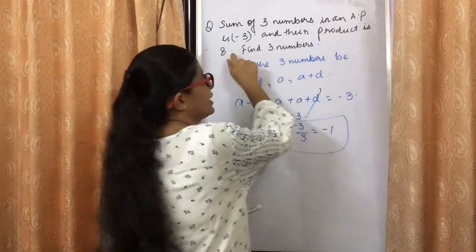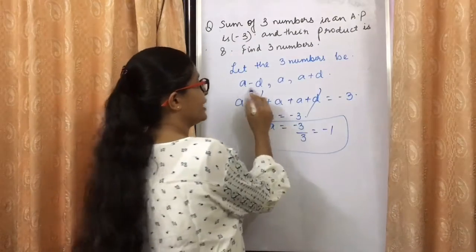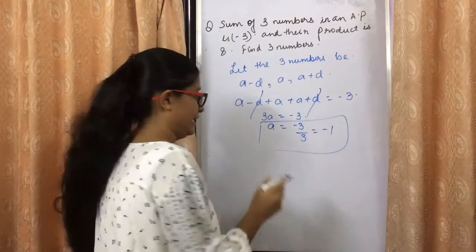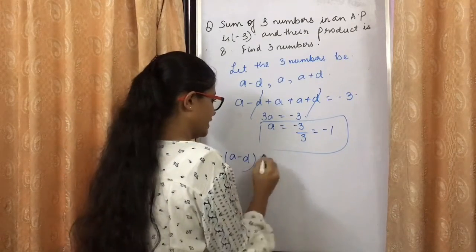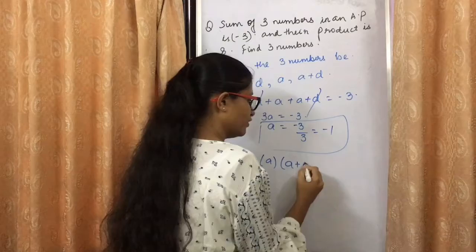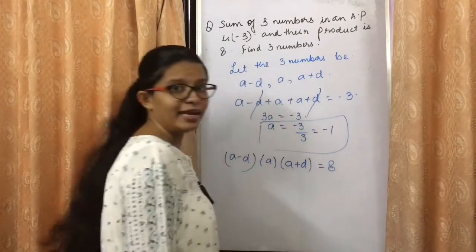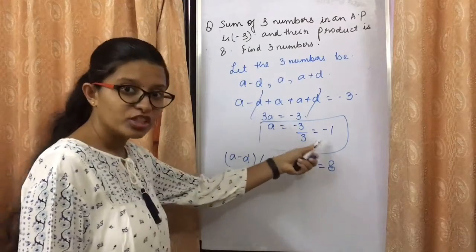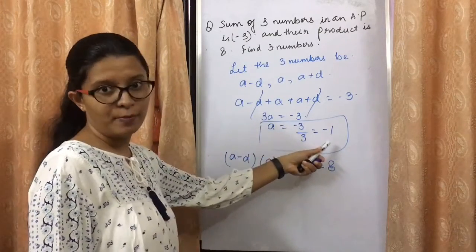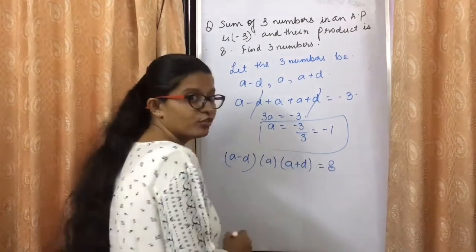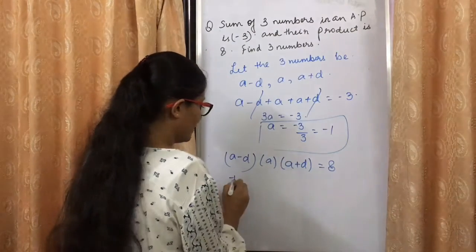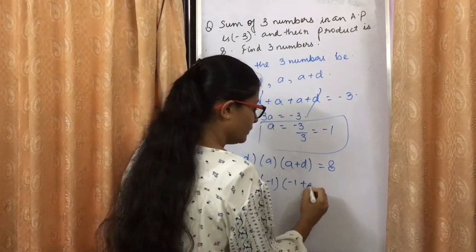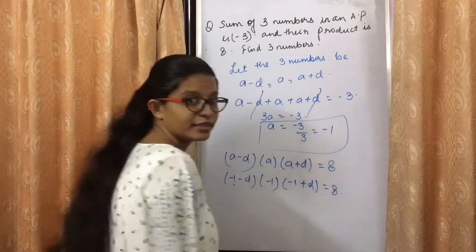And the product is 8, it is given. If the product is 8, it means if I multiply all these three numbers, we will get 8. So I can say A minus D into A into A plus D will give me 8. Shall I need to multiply this? No. First we keep the value of A which we have already calculated. So minus 1 minus D, minus 1, minus 1 plus D is equal to 8.